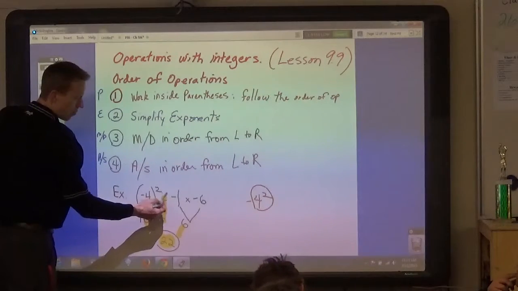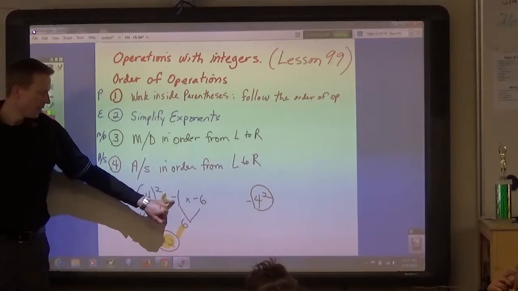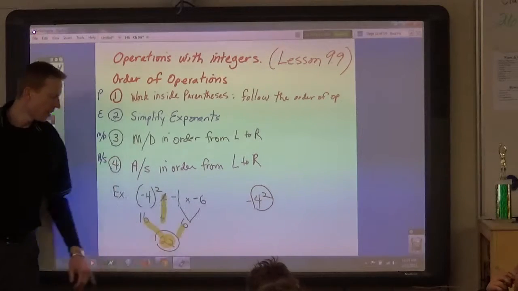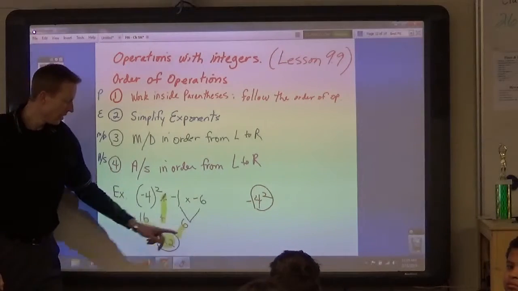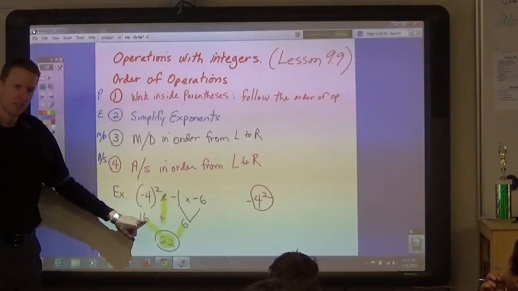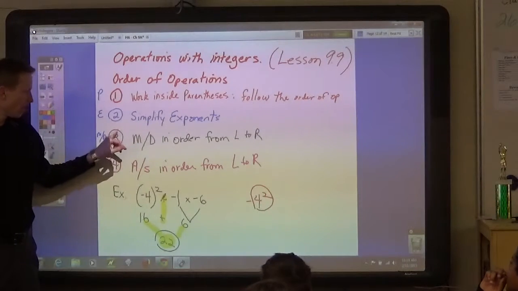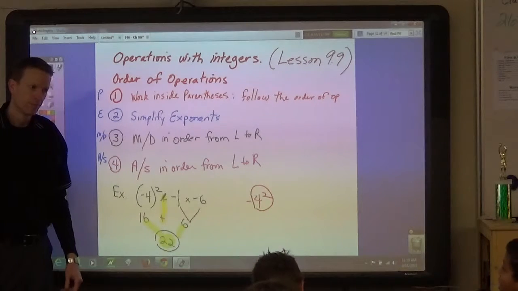Then, here's the plus sign. We've got to save that for later. -1 times -6. What's -1 times -6? Great. 6. +6. And then simplify with the addition. Now we can go on to step 4 and do the addition. Okay?